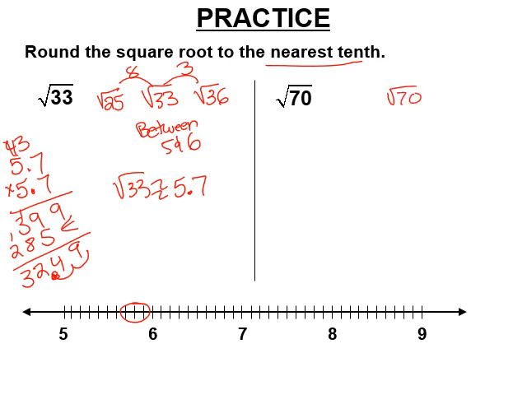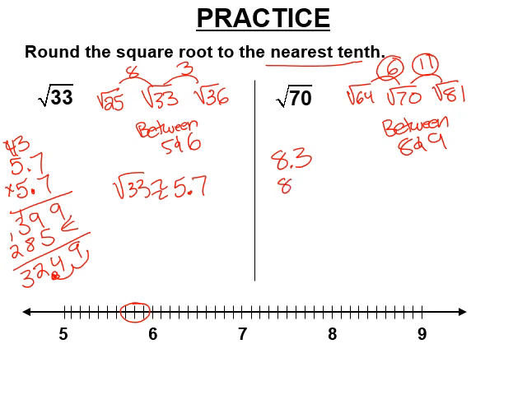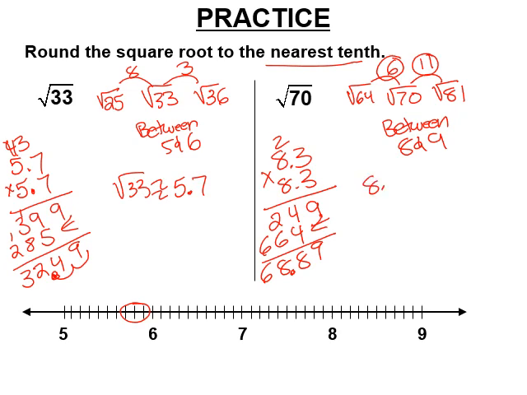Square root of 70. So we're closer to 8 than we are to 9, right? 70 is closer to 64, but we're not way down at 8.2 or 8.3. Well, we could be 8.3. It's 8.2 or 8.3. Let's start with 8.3. Oh, 68.89. That's more than 1 away. So let's try 8.4.